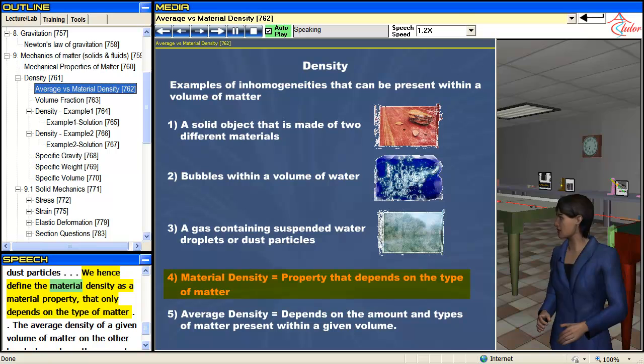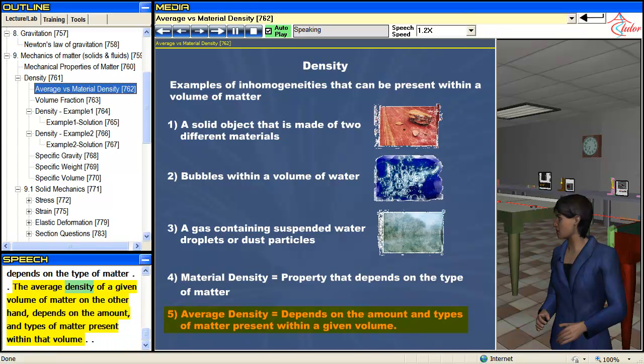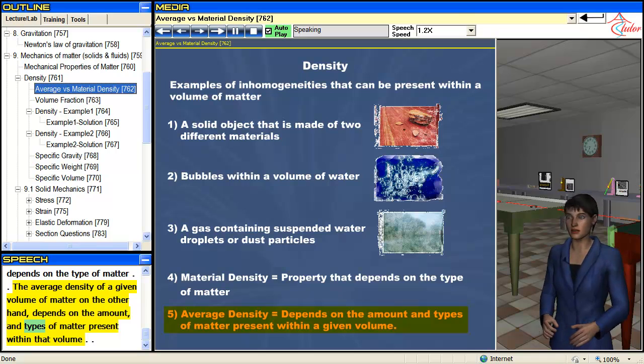We hence define the material density as a material property that only depends on the type of matter. The average density of a given volume of matter, on the other hand, depends on the amount and types of matter present within that volume.